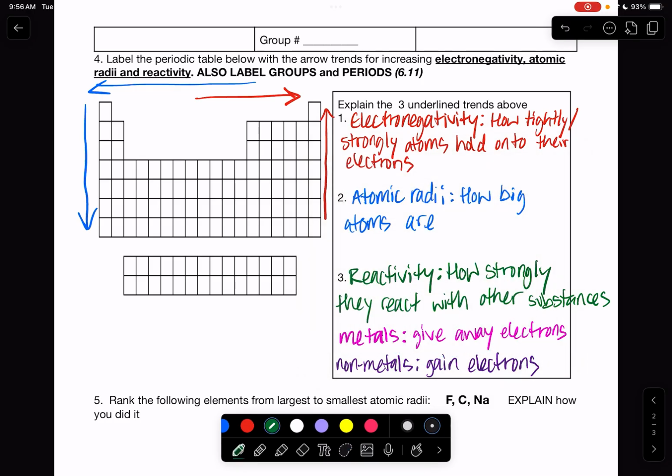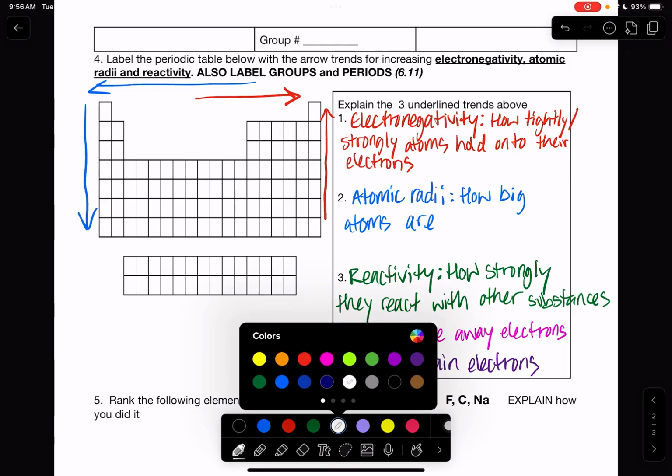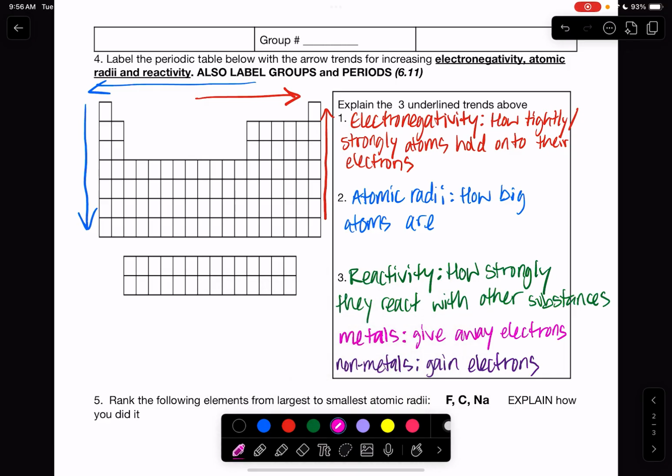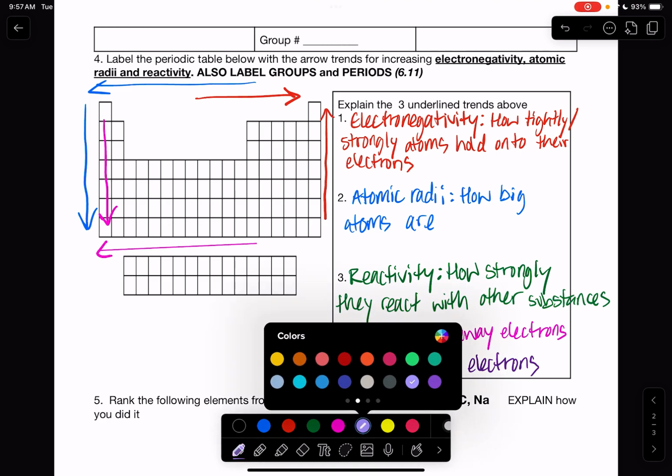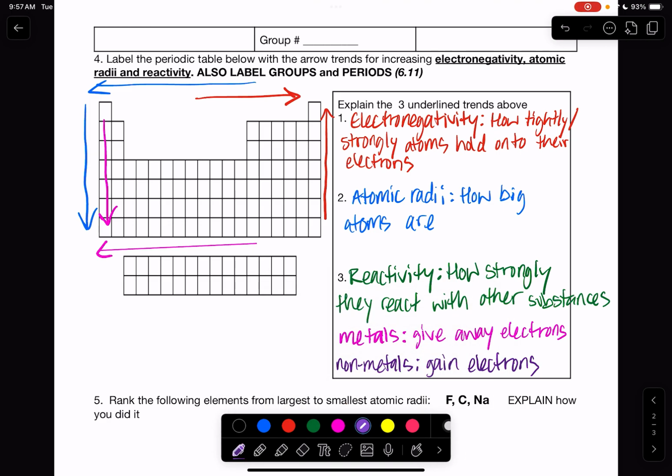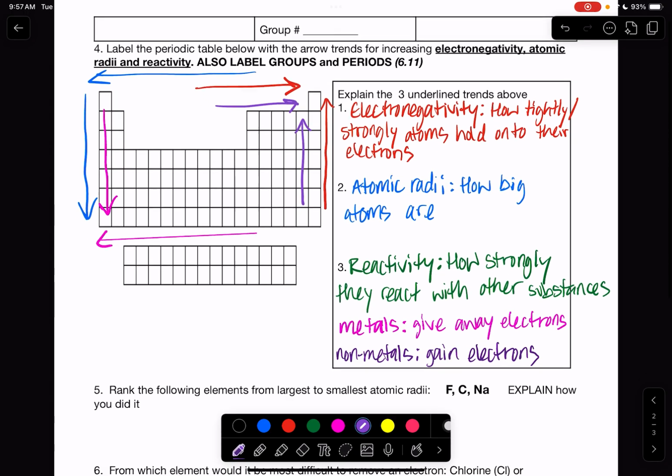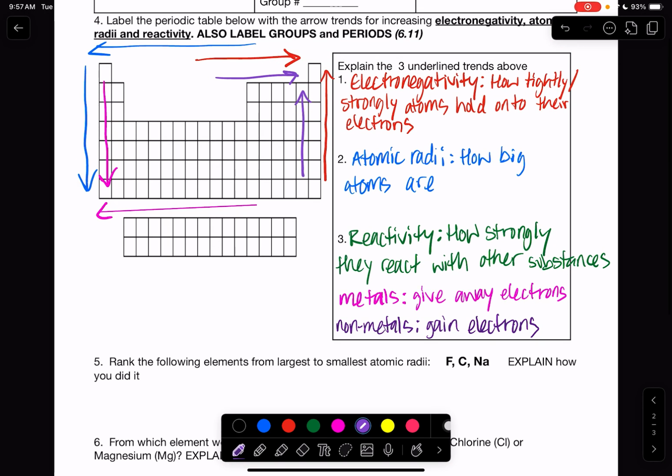So, for metals on the periodic table, since metals are on the left side of the periodic table, their reactivity increases in this direction and increases going down a group. Versus with nonmetals, reactivity increases going in this direction to the right side and increases going up a group. So there's metal reactivity and nonmetal reactivity. So how strongly they react with other substances. So those are all the trends.